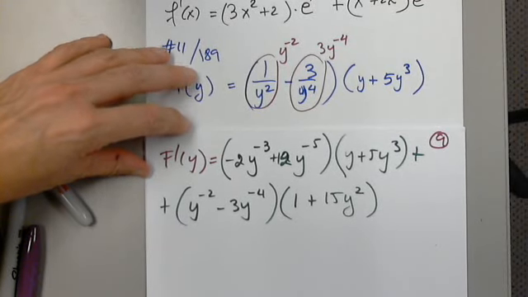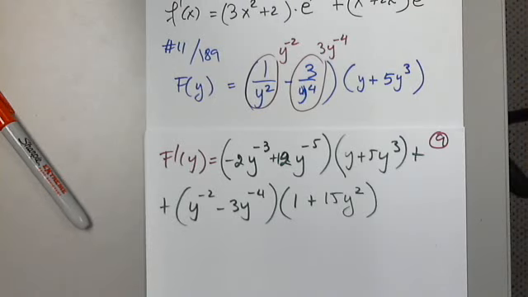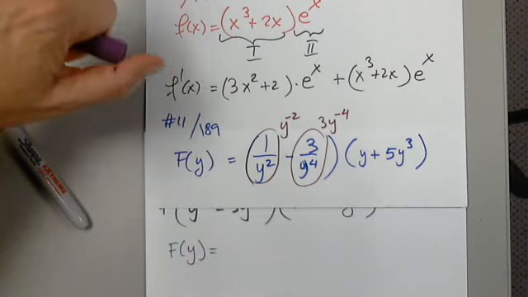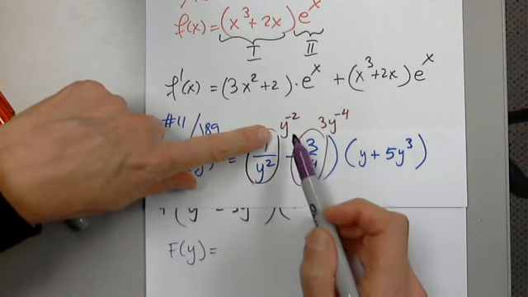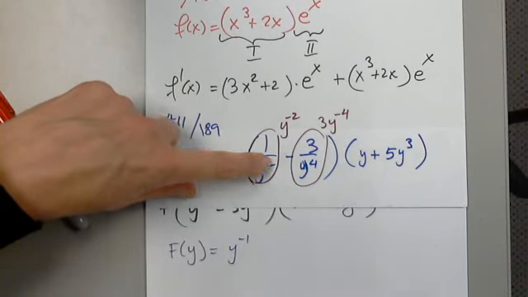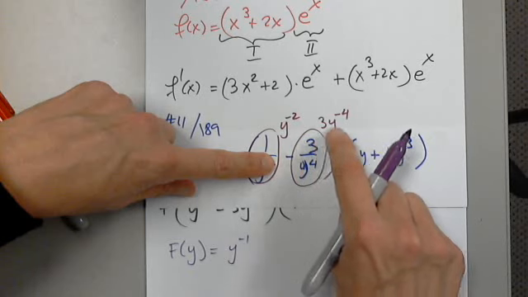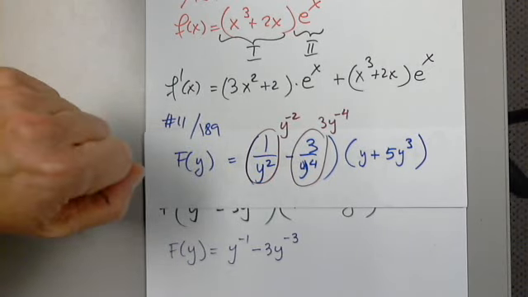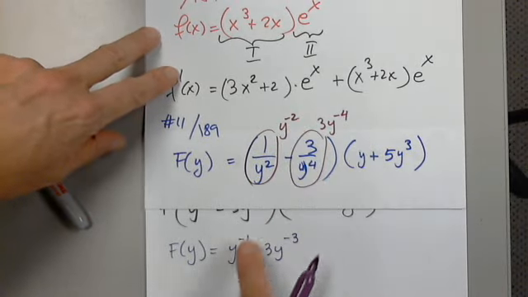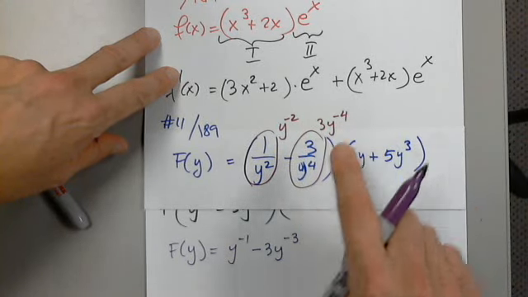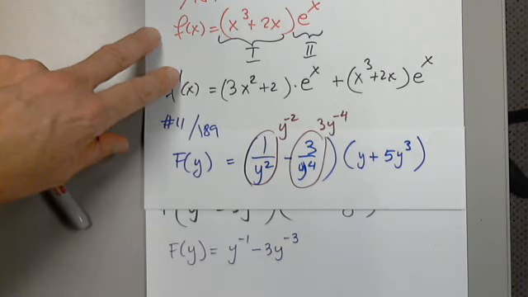Can you also do that by simplifying? Yes, let's try the simplifying part. So first we have to rearrange f of y. I will distribute y to negative 2, and I get y to negative 1. I will distribute y to negative 3, y to negative 4, and I will get negative 3, y to negative 3. So far, so good? So I distributed y to negative 2, and I got y to negative 1. I distributed y to negative 3, y to negative 4, and I got negative 3, y to negative 3.